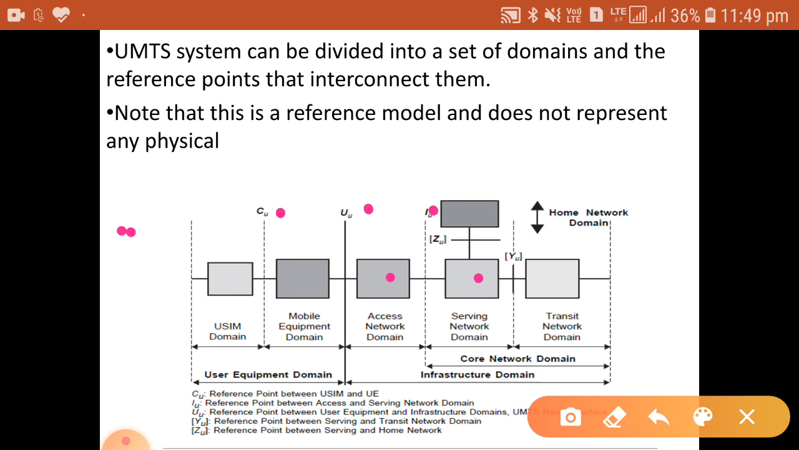Next we go to the reference point YU. So this is the YU. It acts as a reference point between the serving and the transit network domain, that is, between the base station and the home network. And the last reference point is ZU. It acts as a reference point between the base station, serving and the home network. So these are the important reference points as well as the corresponding domains of the UMTS network reference architecture.